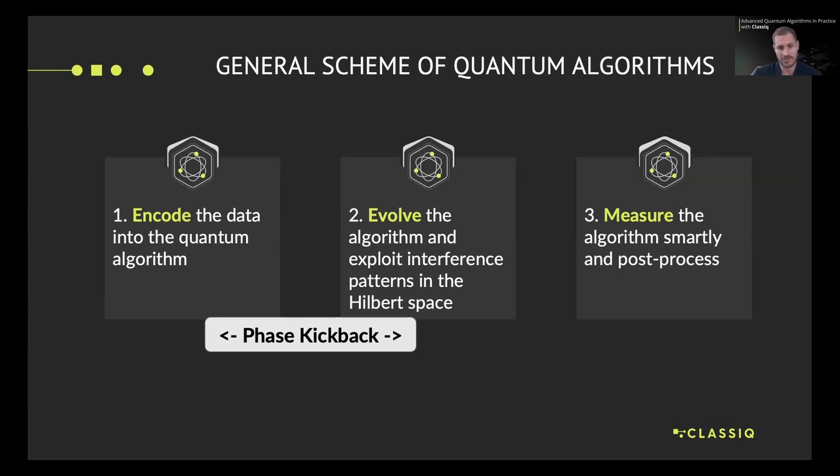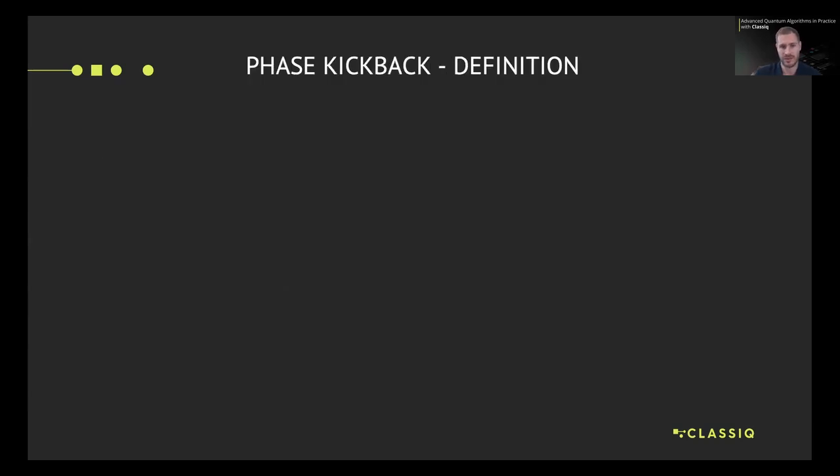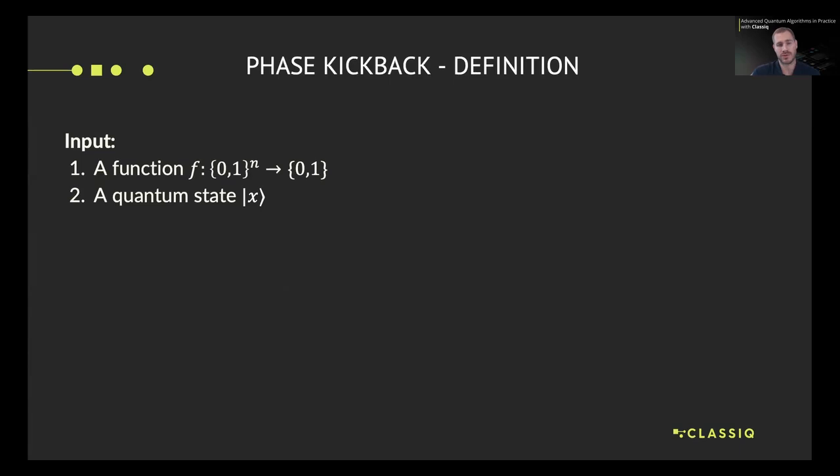And now we'll get into the real definition. So the input, when we speak about the algorithm, is a function, a classical function, f, that goes from n bit strings to a bit, a classical bit. And we have a quantum state x, and of course, it can be in a superposition of other states as well. The output is a quantum state where the phase of x, for each value, is -1 to the power of f of x.